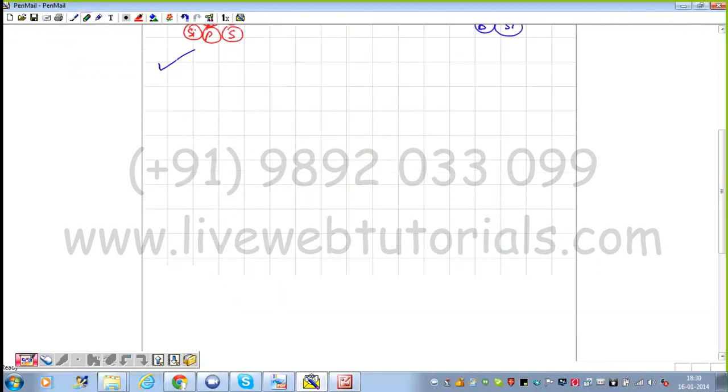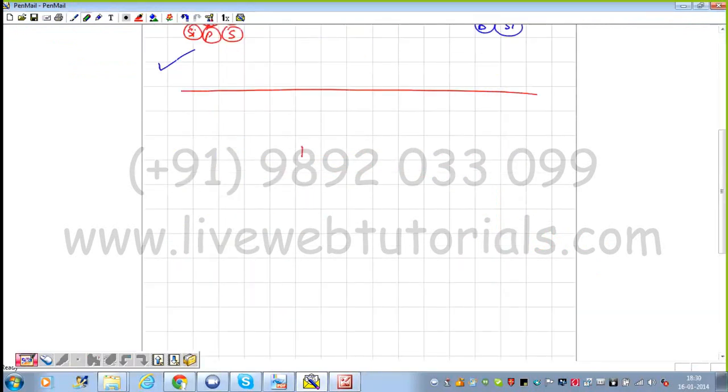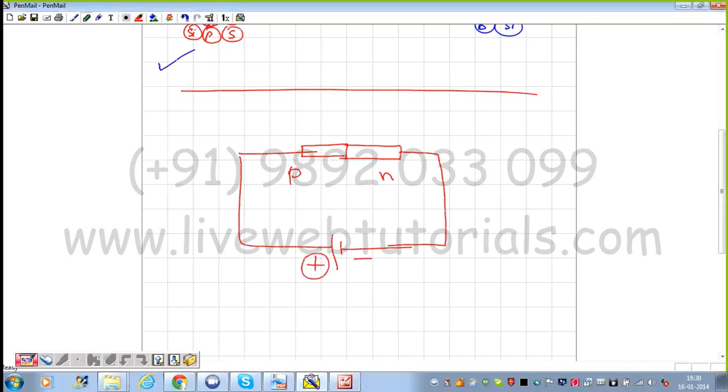Now see, here we have seen that this is a p-n junction diode. Suppose this is p-type and this is n-type. I am applying a battery over here like this. The potential difference is applied. This is the positive terminal, this is the negative terminal. Now this is positive terminal and this part is also positive. It means here the current will start flowing.